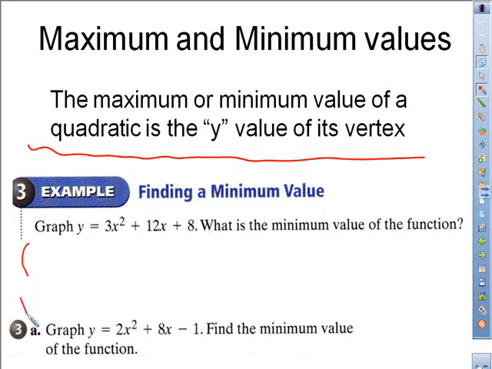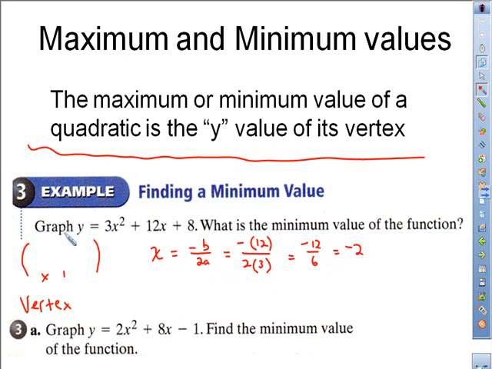To find the vertex, we have to know, to find the x value of the vertex, we're going to use negative b over 2a. So to find the x value of the vertex, we're going to use negative b over 2a. In this case, it's going to be negative 12 over 2 times 3. So that's going to give us negative 12 over 6. So x is going to be equal to negative 2.